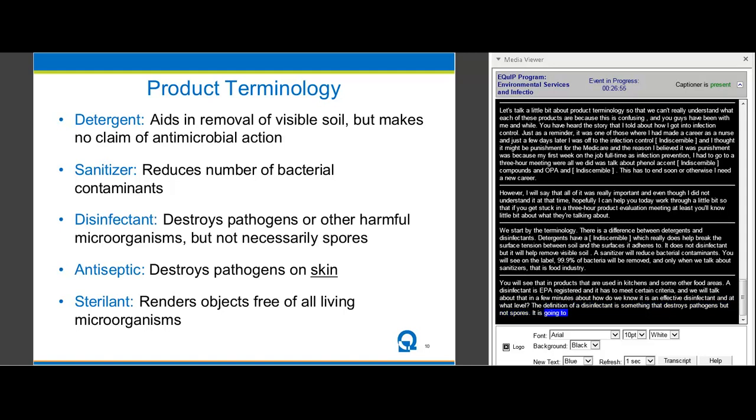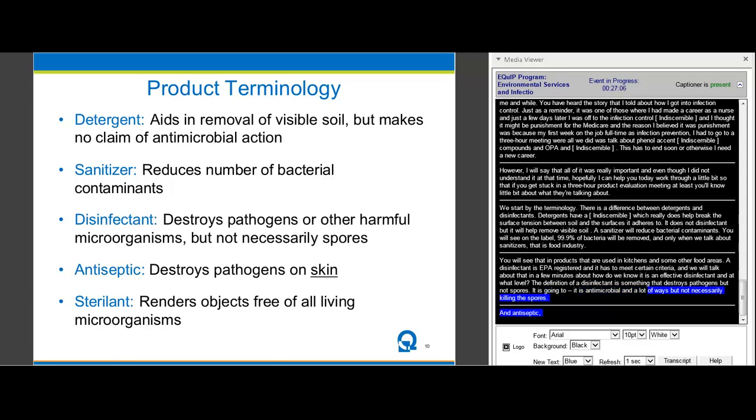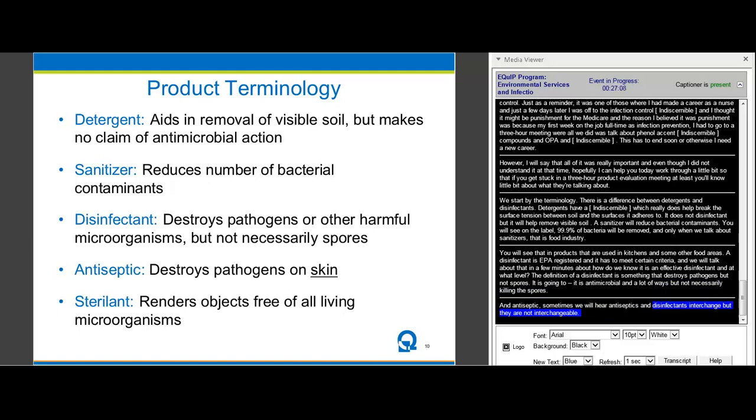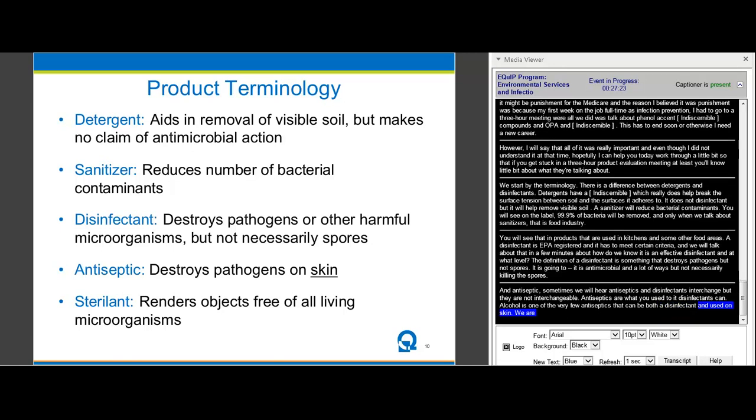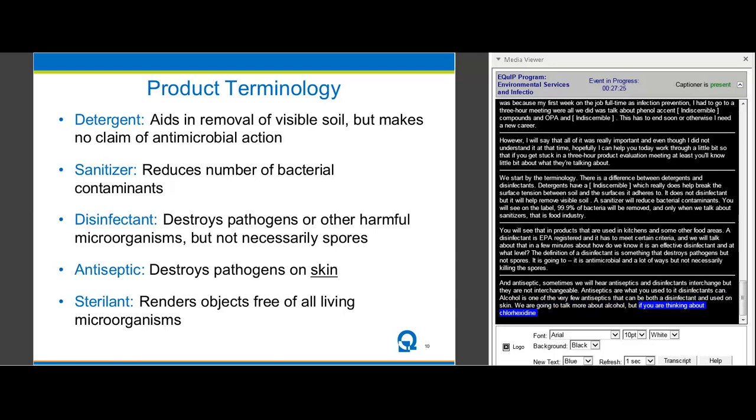An antiseptic. Now, sometimes we'll hear antiseptics and disinfectants interchanged, but they're not interchangeable. Antiseptics are what you use to disinfect the skin. Alcohol is one of the very few antiseptics that can be both a disinfectant and used on skin. I mean, we're going to talk more about alcohol, but if you're thinking about chlorhexidine and some of those other things that are used for cleaning the skin, those should not necessarily be used on surfaces as well. So keep that in mind.